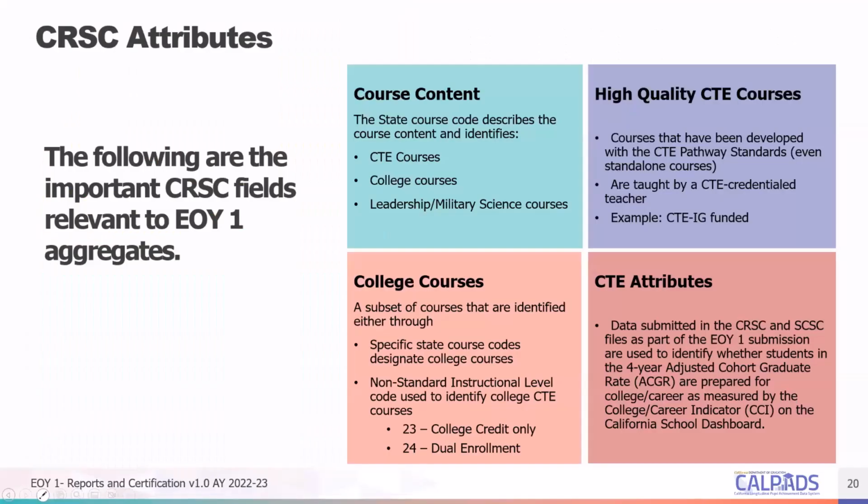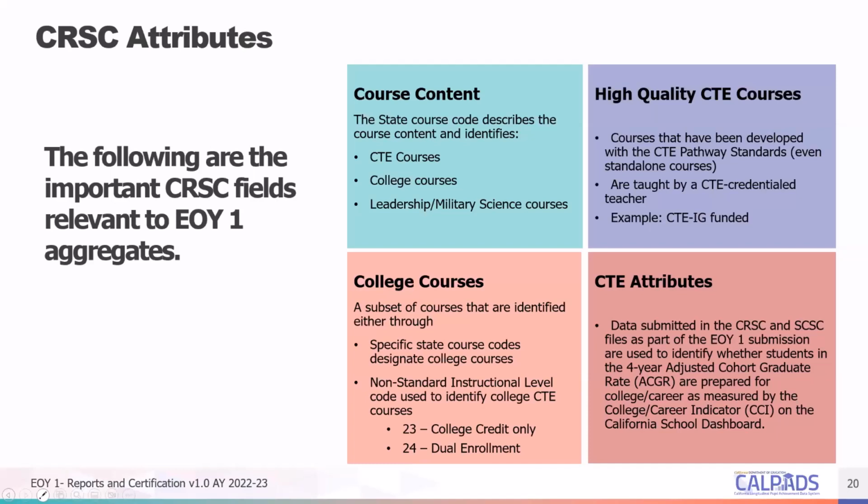All right, let's focus in on the course section completion CRSC file type. This slide contains key fields or attributes in CRSC records. There are 4 key attributes to be mindful of when populating data and reviewing EOY 1 reports in CalPADS, and they are course content, college courses, high-quality CTE courses, and CTE attributes.